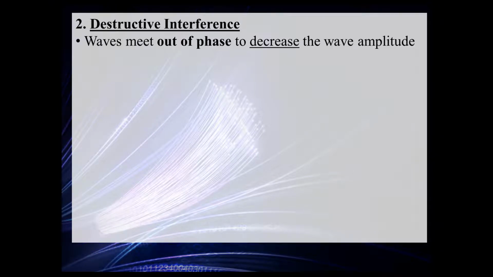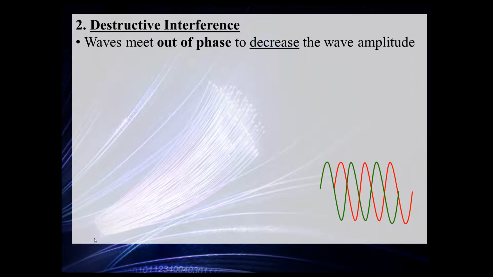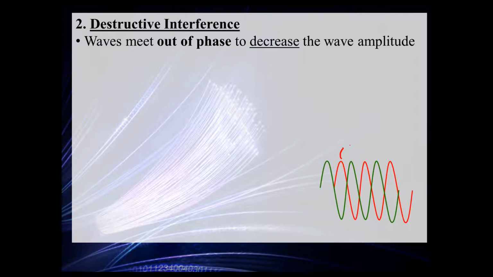Okay, let's go to destructive interference. Destructive interference occurs when waves meet out of phase, and this results in the wave amplitude being decreased. So in this illustration, when I say waves meet out of phase, that would mean that the crest of one wave lines up with the trough of another one.